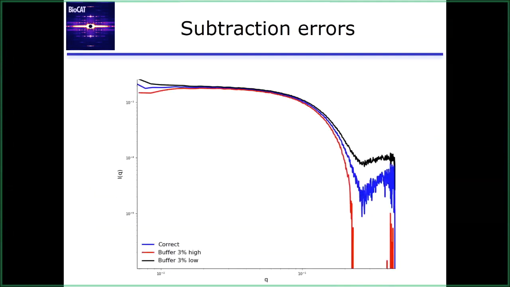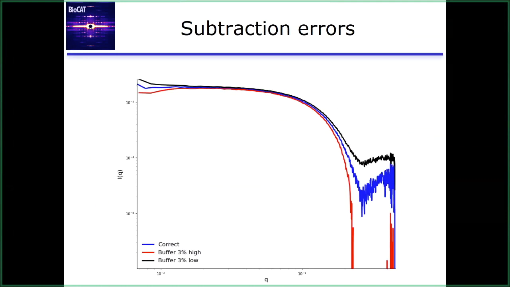So the final thing that we can see in our curves is subtraction errors. Here I've artificially created subtraction errors just by changing the offset of the buffer by 3% in either direction. Relatively small change. You can see the blue curve is what it should look like. When the buffer is 3% high, there's a downturn at low Q, and the profile's gone completely negative at high Q. Whereas just a 3% low buffer ends up being this offset at high Q, and we have an uptick at low Q.